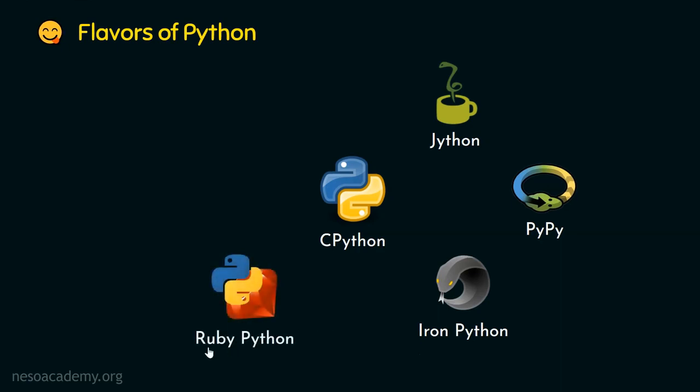Next up, we have RubyPython. RubyPython is a bridge between the Ruby and Python interpreters. It embeds a Python interpreter in the Ruby application's process using a foreign function interface.